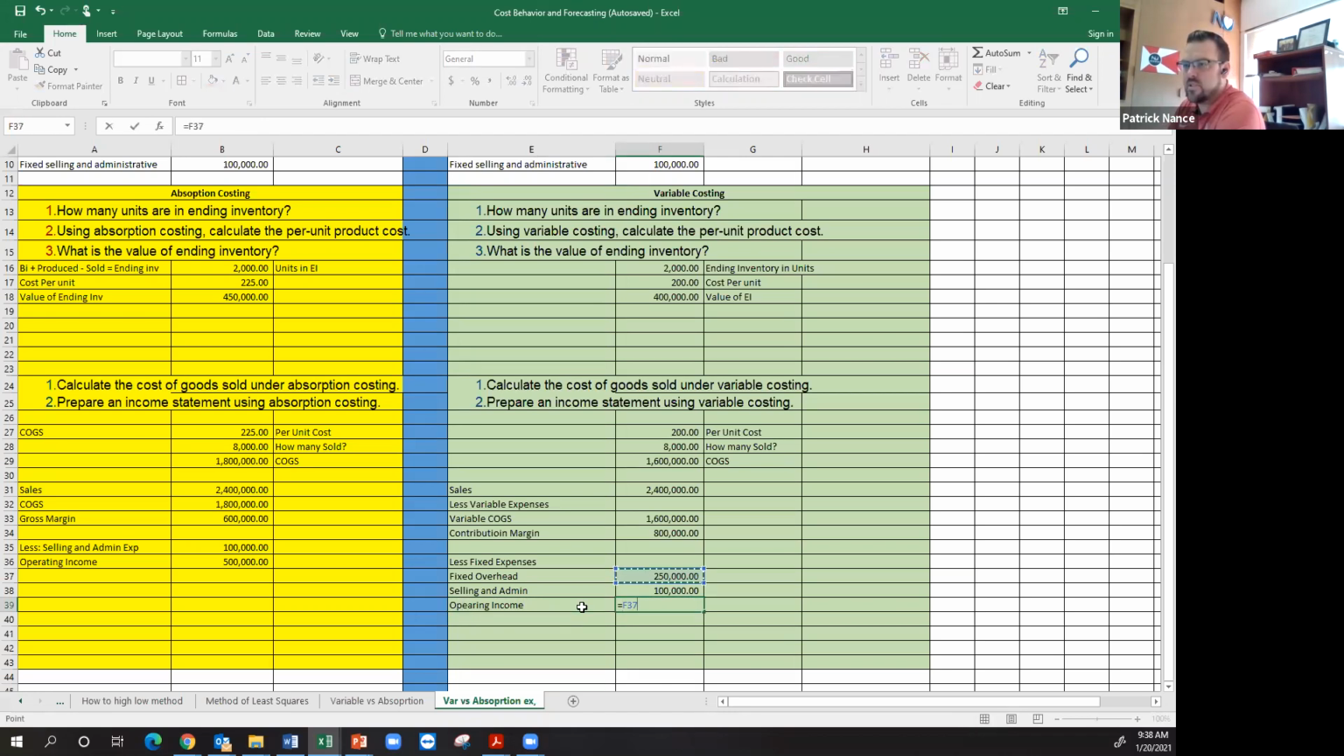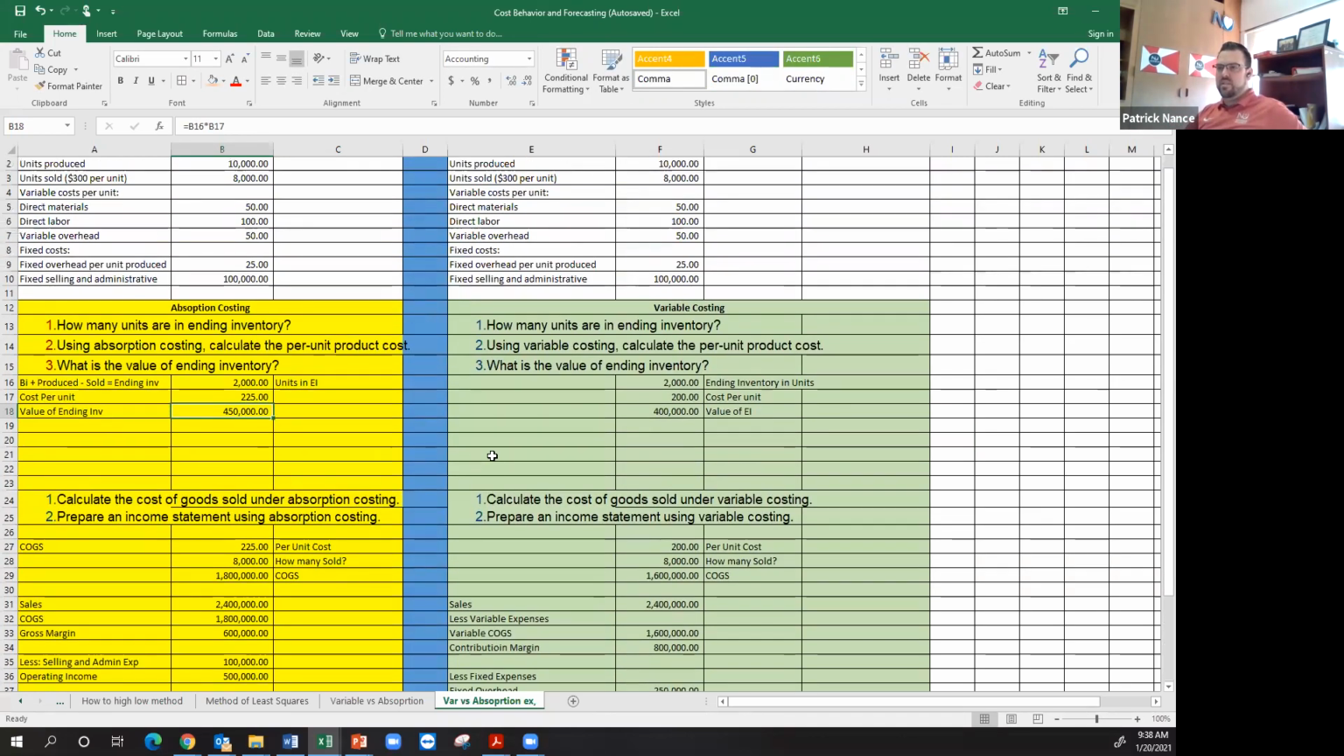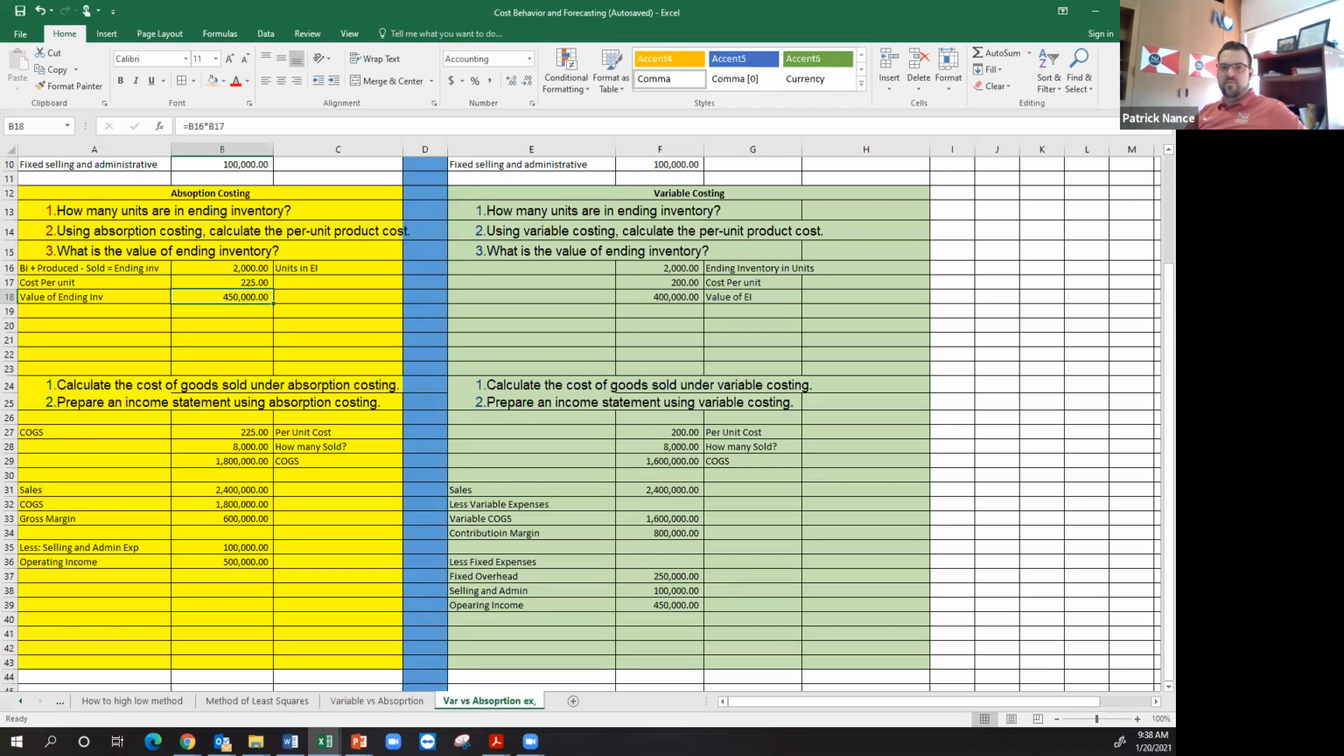So my operating income, simply take my contribution margin minus the total of these two. I could have subtotaled those, the 250 and the 100,000, to give me 450,000. So notice this $50,000 difference here is it ends up in ending inventory when we're doing absorption, but under variable costing all 50,000 goes as an expense, which is why I've got $50,000 less worth of operating income under variable costing versus absorption costing.